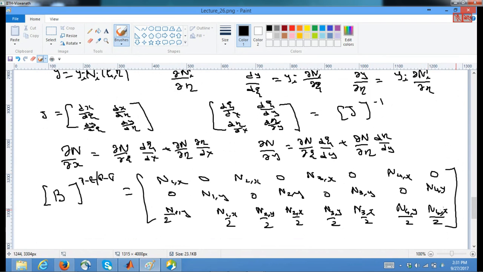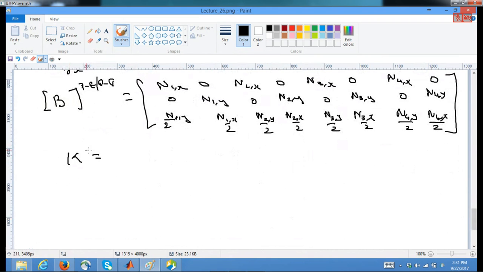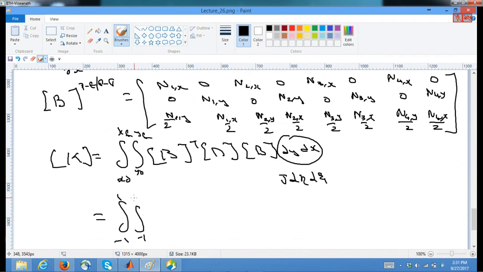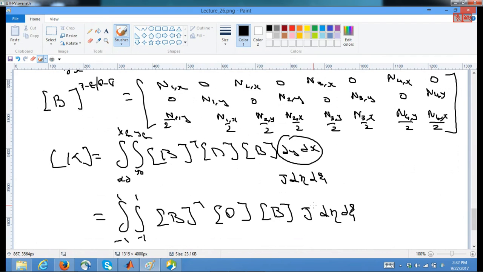And once the B has been formed, we showed that our K matrix is the integral from x0 to xf, y0 to yf, B transpose D B dy dx. But this is formed based on the template thing. dy dx again has to be replaced as J times d-eta d-xi. So the integral will change from minus 1 to 1, B transpose D B and J times. This is how we have computed our isoparametric formulation.